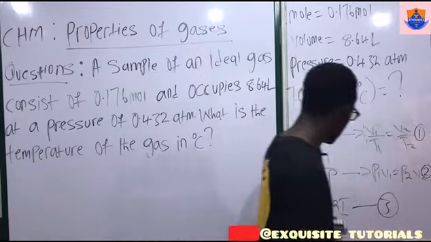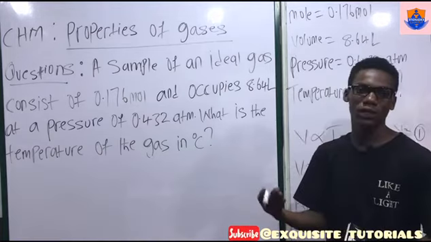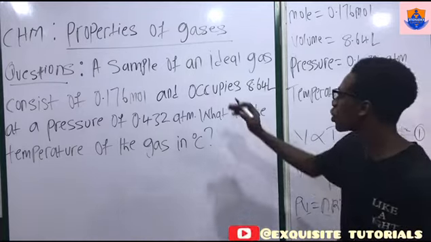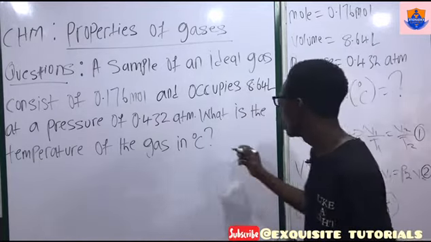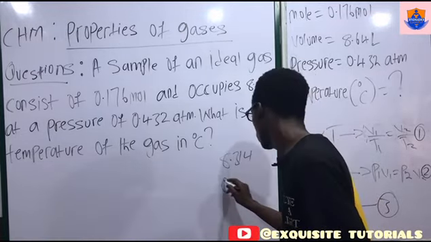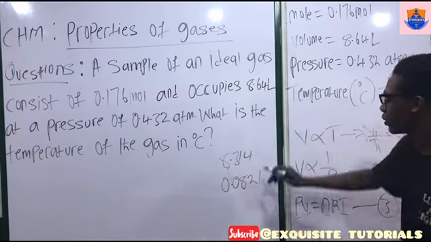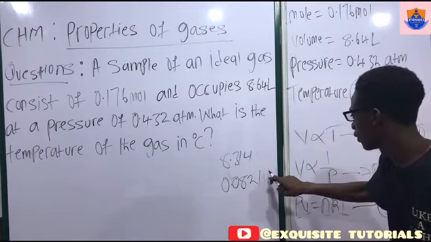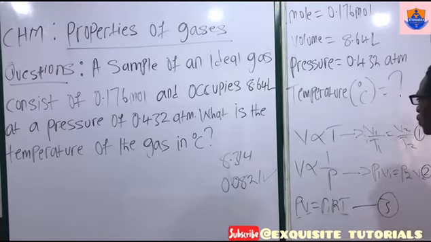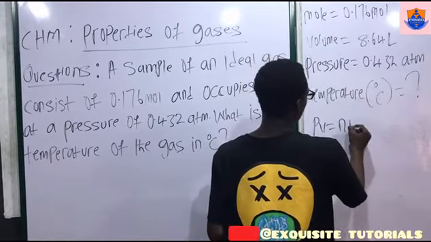Although our constant here, the gas constant, is not given, you should always know that if you're not given the constant, look at the parameters given. You will know if it is 8.314 or 0.0821. Looking at these parameters we have here, 0.0821 should be the right value for our R here. So now, let's proceed. Our PV equals nRT.